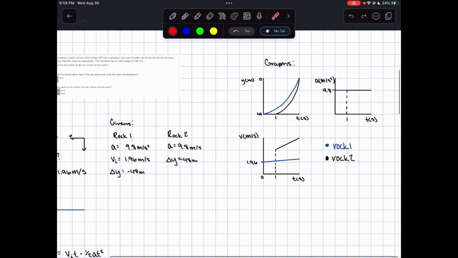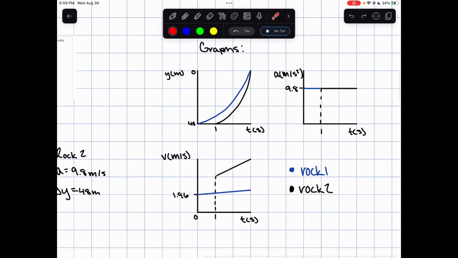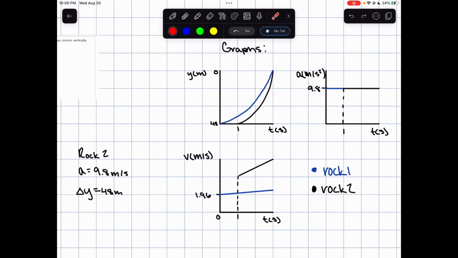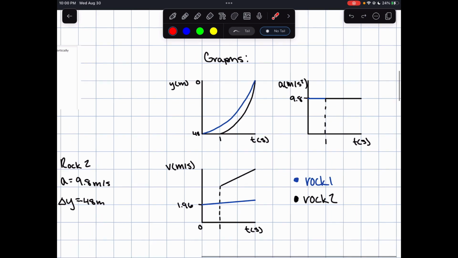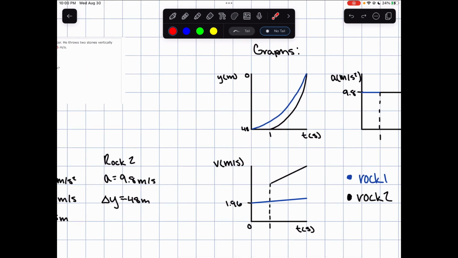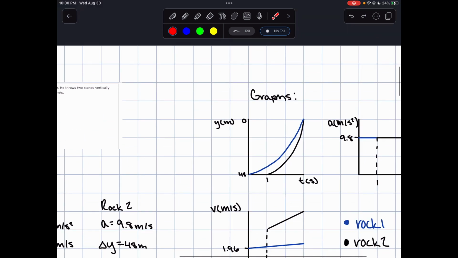Next up, let's look at some of our graphs that we made. The first one we're going to take a look at is the acceleration versus time graph. As you can see from our givens, it carries over to our graph. Both rock 1 and rock 2 have the same acceleration throughout the whole time. The only difference is that rock 2 starts after 1 second, not at 0 seconds. We're going to look at our velocity graph in a minute for part B.